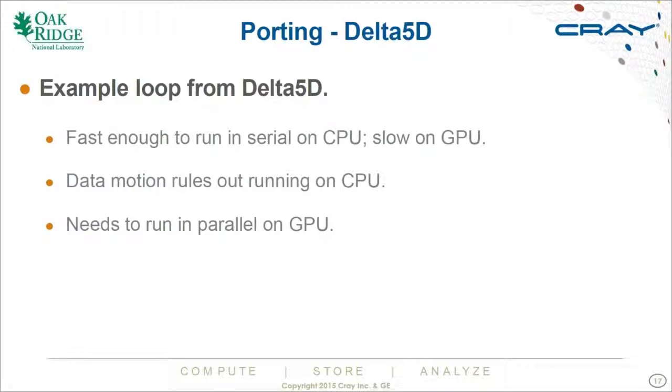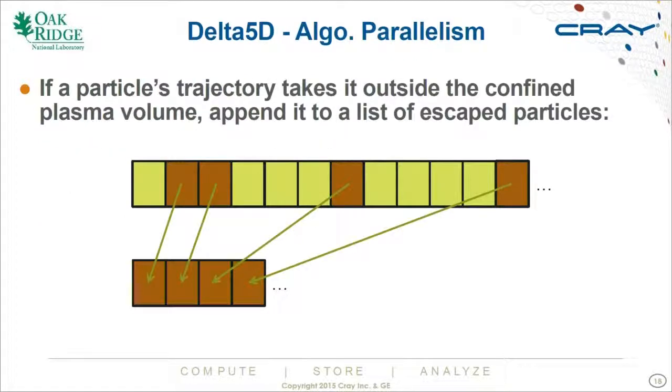And at first thought, you might say, well, no problem. We'll run it on the CPU where it's fast, but this would require data motion to the host to run on the CPU, and then data motion back to the GPU once you're done, and the data motion makes it too prohibitive. So we need to parallelize it.